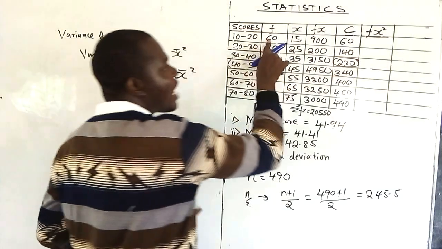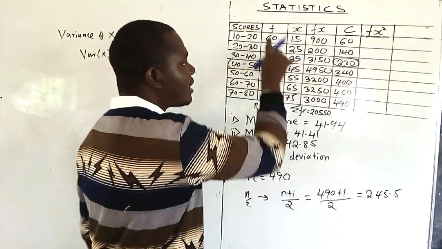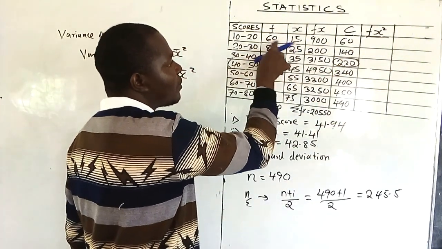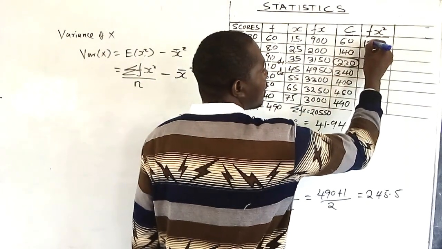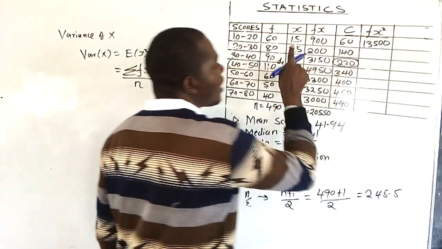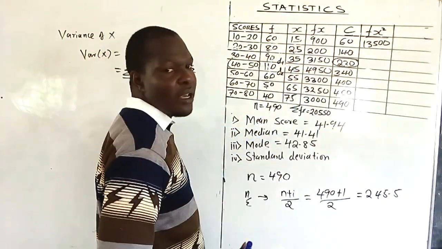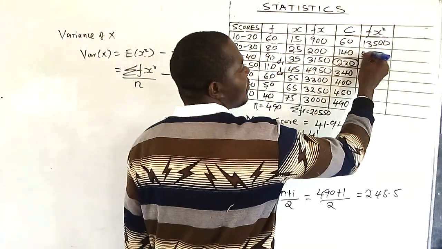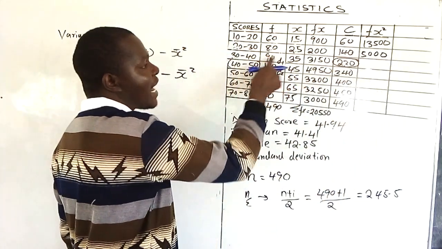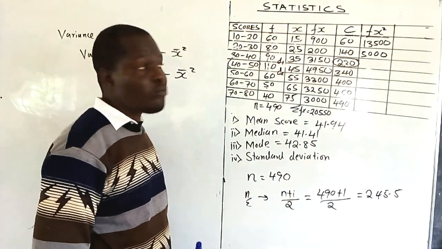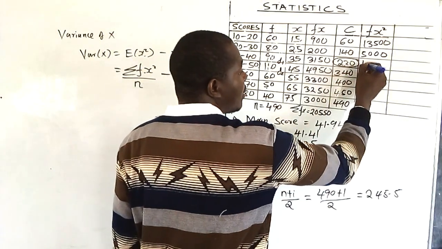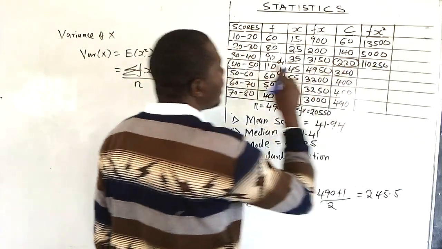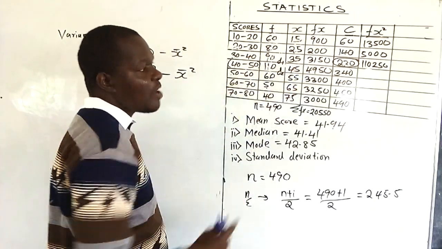So can you now get me the value? Start with the first one. F times x squared, 60 times 15 squared is 13,500. Move to the next one. 80 times 25 squared is 50,000. Move to the next one. 90 times 35 squared is 110,250. Then 110 times 45 squared.